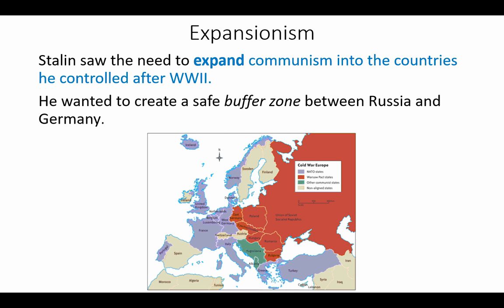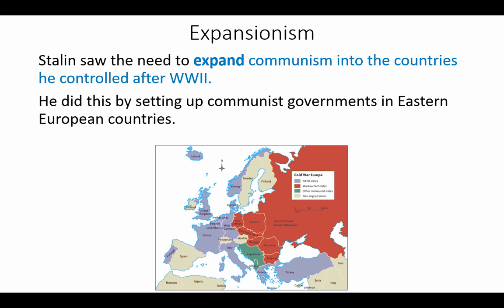And he said that this was in order to create what's called a buffer zone between Russia and Germany, right? Because Germany had attacked Russia twice in the last half century. And so he stated that he wanted a few countries between him and Russia who are friendly to the USSR and who will allow for protection of the Russian people. Okay, so he did this by setting up communist governments in Eastern European countries, these countries here that we will come to refer to as communist satellite states.